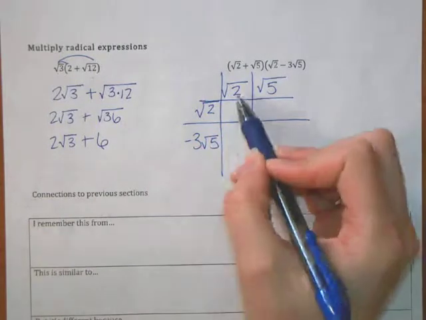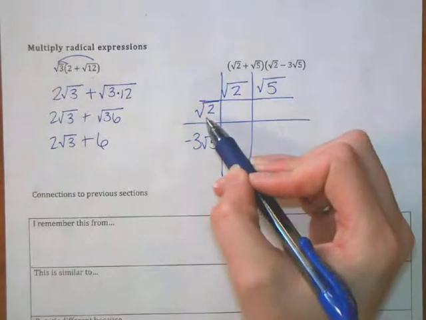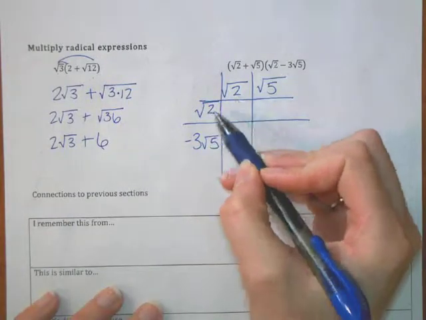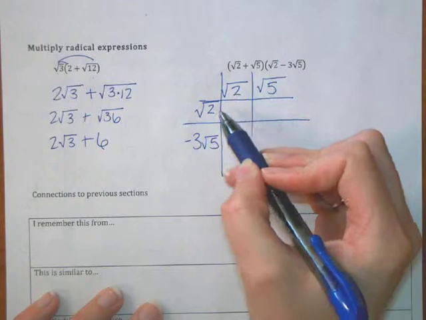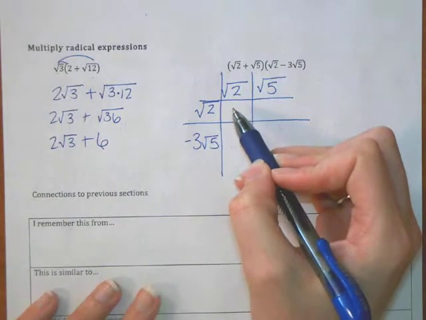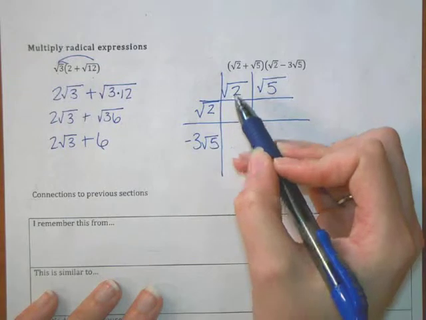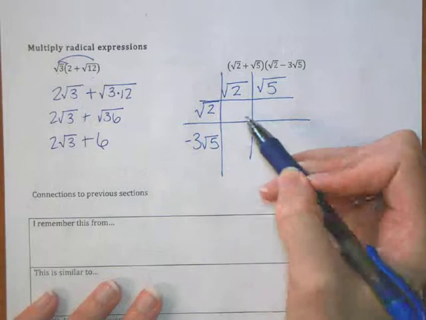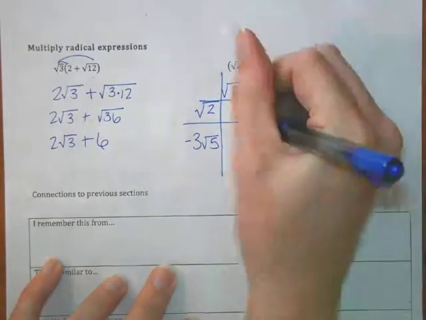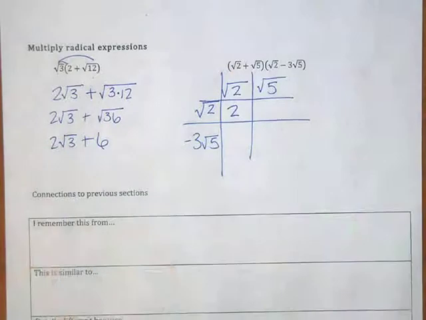So my first one, what is the square root of 2 times the square root of 2? Square root of 2 squared. Which is? Square root of 2 times the square root of 2. It is the square root of 4. What is the square root of 4? 2. Right? The square root of something times the square root of the same thing as itself.